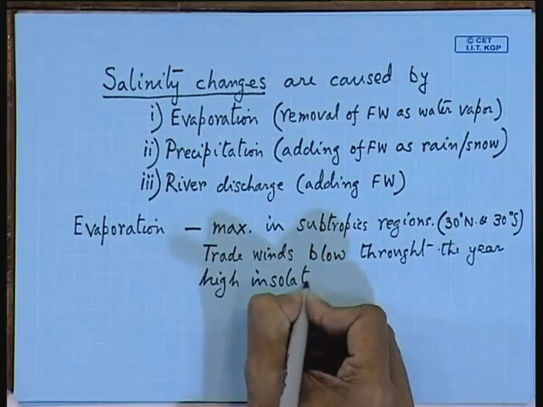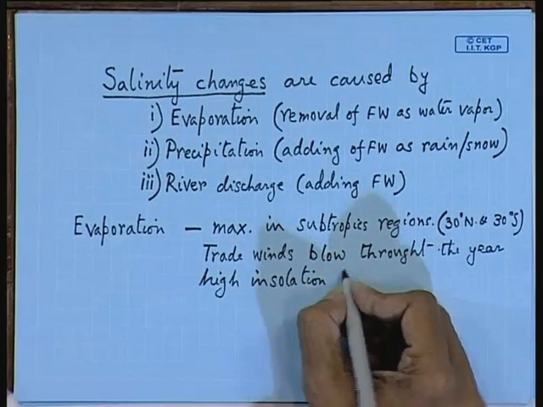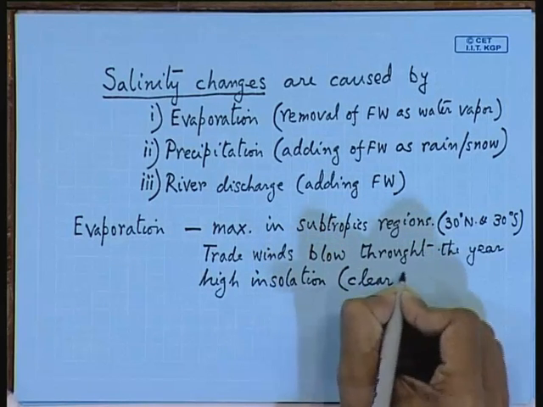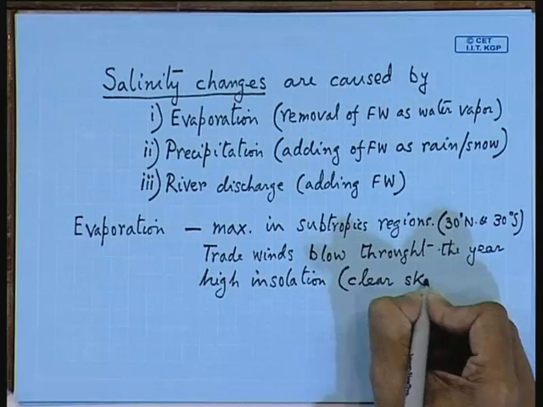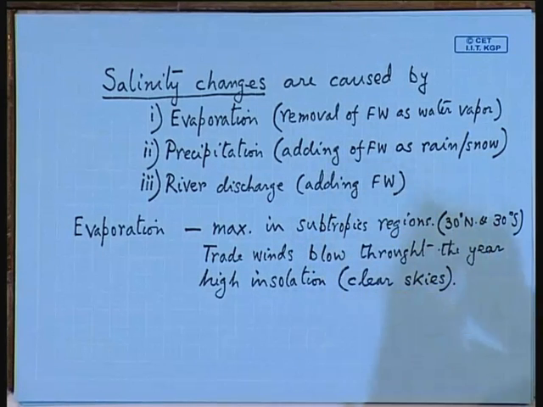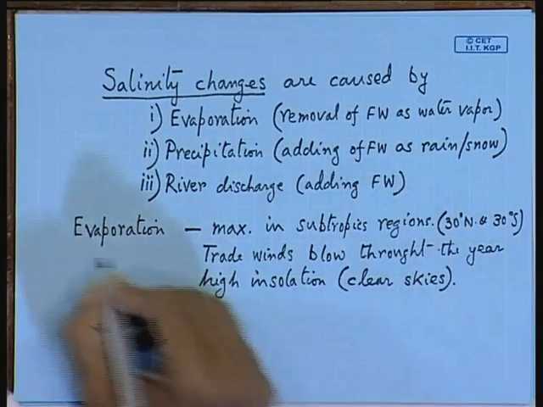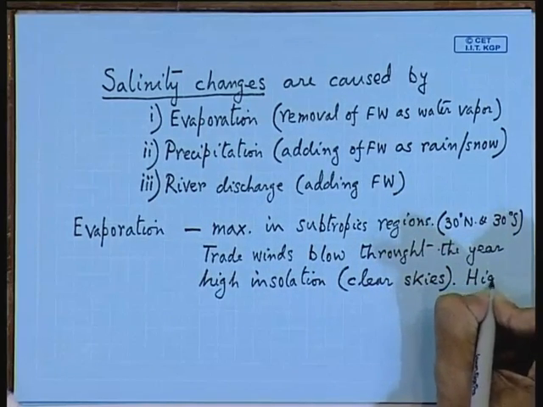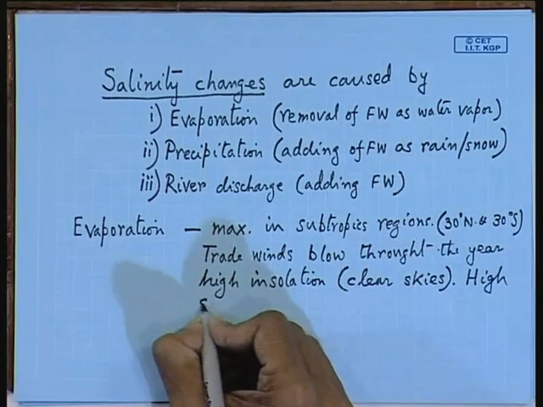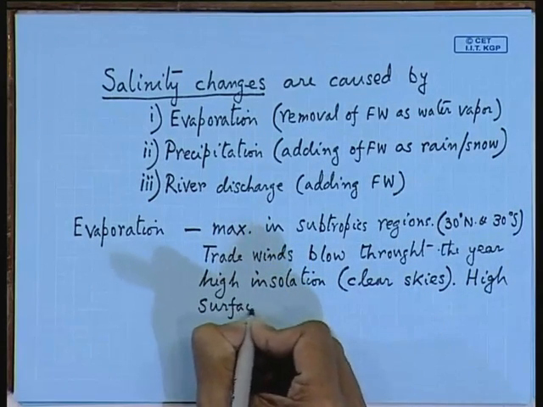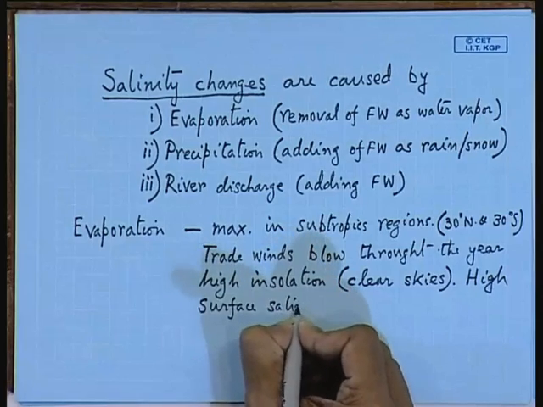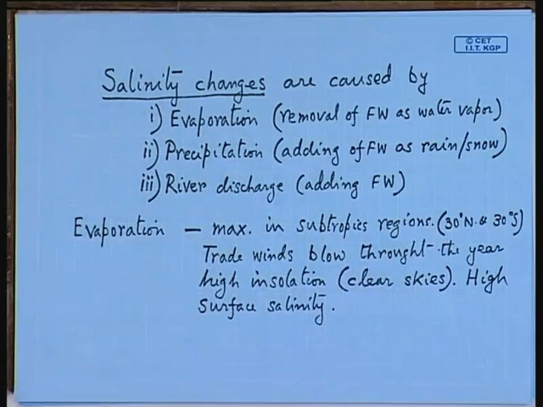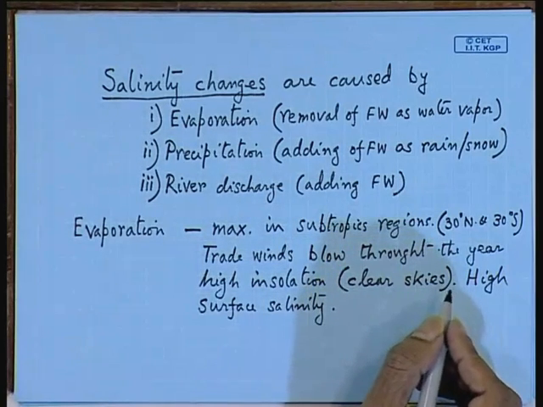Now, high insolation you can only have if you have clear skies. So, this region is not marked by cloudiness. Now, as a result of evaporation, in this region you will have high surface salinity. So, that means fresh water is being vaporized. What is remaining is the salt in the ocean, that is the cause of high surface salinity.